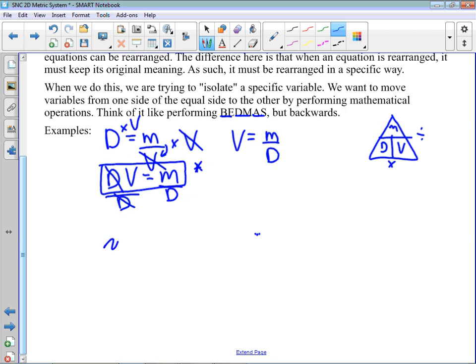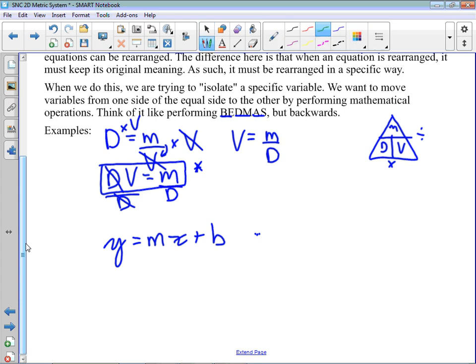So if I have Y equals MX plus B, and I want to isolate m, I'm going to calculate m based on y, x, and b. So m is not by itself, so I need to isolate it. Now how am I going to do this? Again, we're going to do BEDMAS backwards. So the first thing I want to do is add or subtract anything that doesn't have an m in it. So in this case, it means my b.